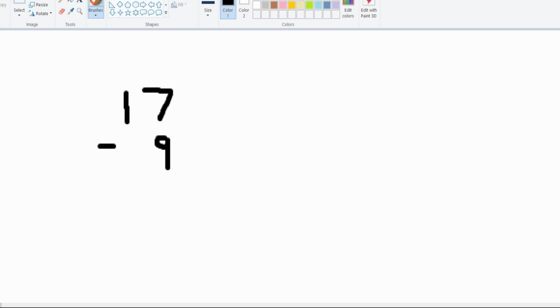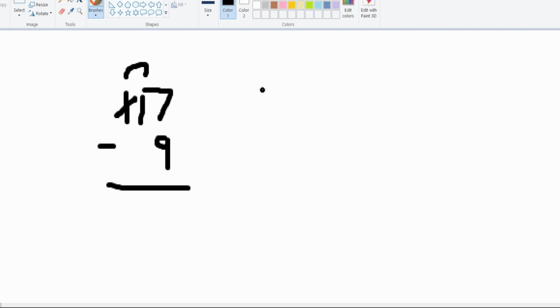So we have a little math equation here. It's just a simple subtraction problem: 17 minus 9. So what you're going to want to do here is, since 7 is smaller than 9, you're going to want to borrow this one. So we cancel this out and we move it over here in front of the 7.